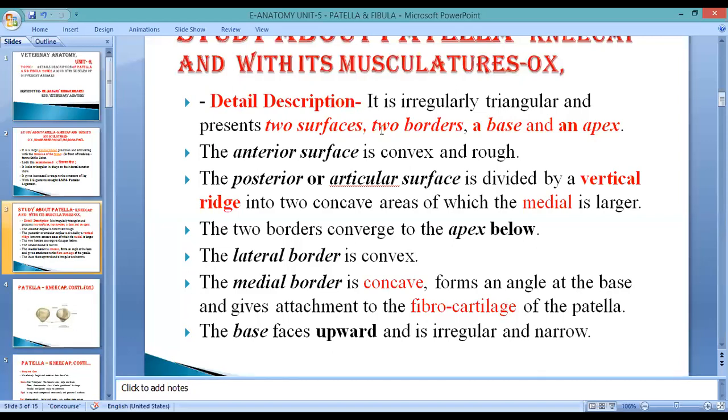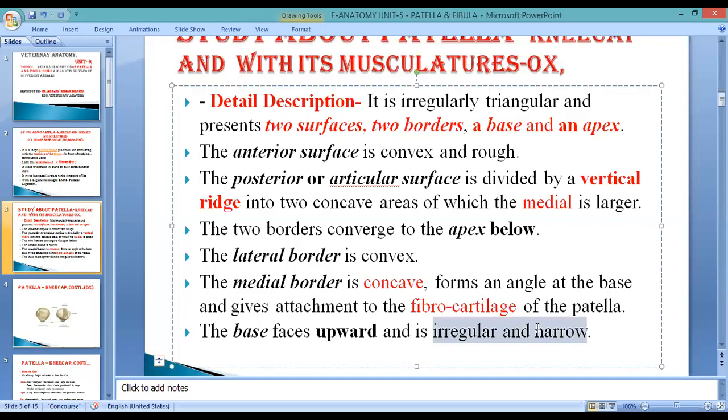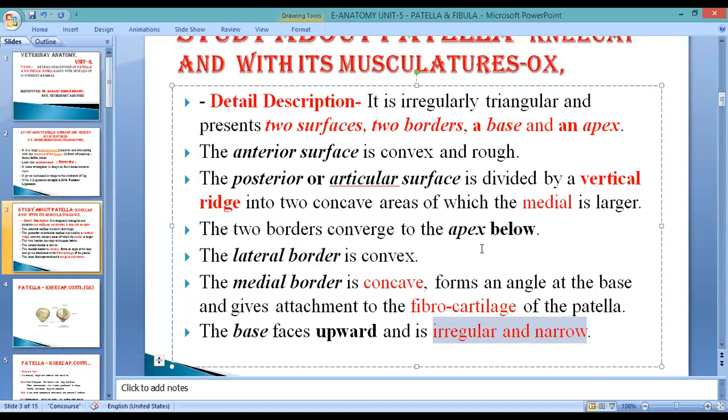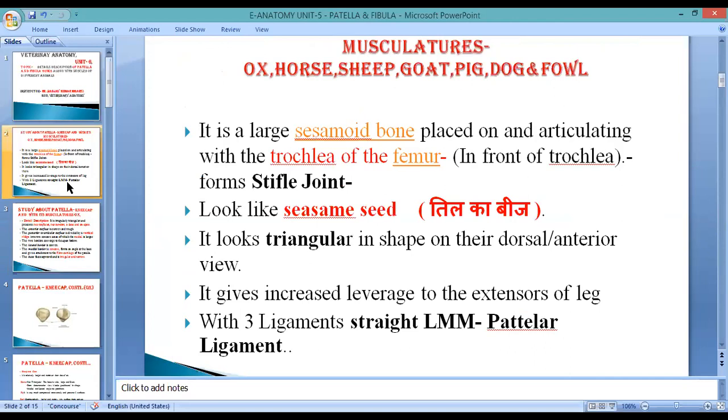So out of these four points, surface, border, base and apex: the base is located upward and irregular in shape, and comparatively the anterior part is narrow, located below in the stifle joint during the standing position of the animal. This is known as the apex. So this is all about the patella of the ox. Up to this it is clear.